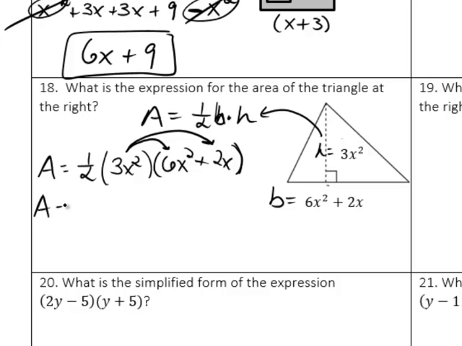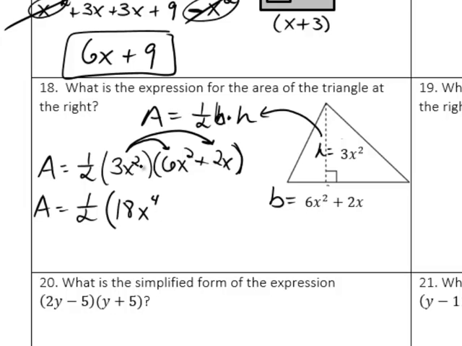So bring it down. We're going to have 3x squared times 6x squared. What is 3 times 6? 18. And then x squared times x squared. Remember, when you multiply variables, you add the exponents. So what is 2 plus 2? 4. So we have 18x to the 4th power.